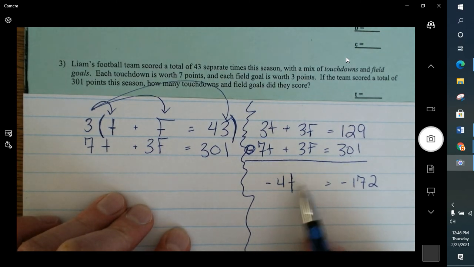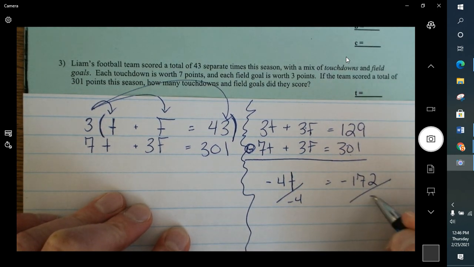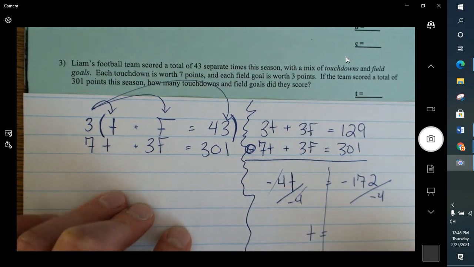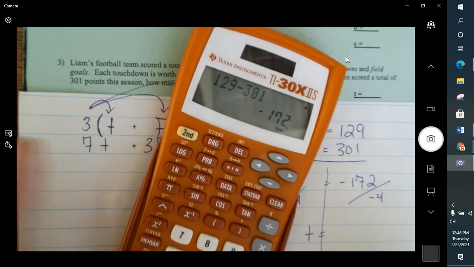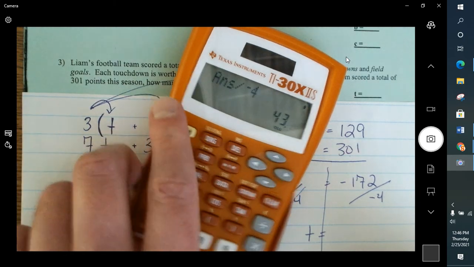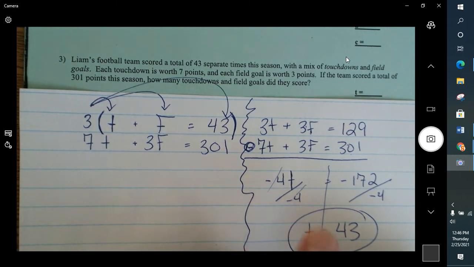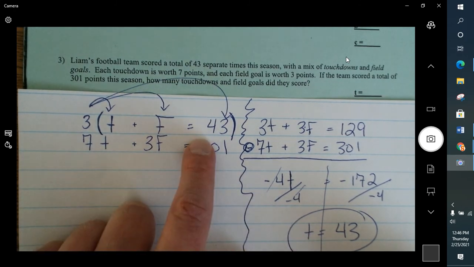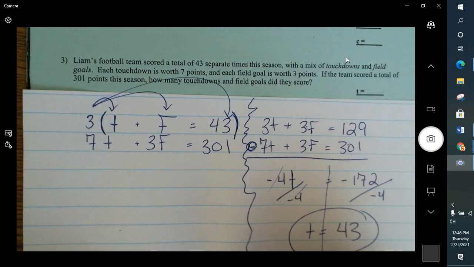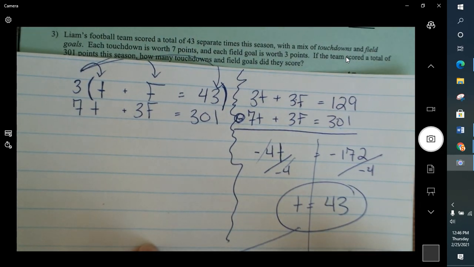Lastly, to get the touchdowns by itself, the variable T, we're going to divide each side by negative 4. And doing so, we got T by itself. Divide by negative 4, and we get 43. So through the season, they scored 43 touchdowns. But then we have to figure out how many field goals they scored. So we need to solve for F. That last step is where we plug that back into one of the original equations, and we'll be able to solve for it.